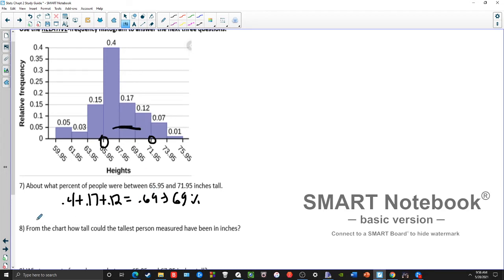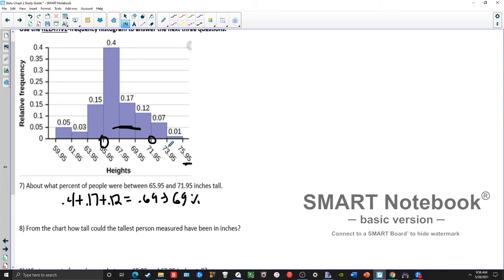Now this one's a little tricky. How tall could the tallest person have been measured in inches? Well, you look here and say, oh, that's going to be 75.95, right? That's how tall the tallest person could be. That's the maximum amount in the last category. Not quite. Remember, with histograms, these are not the categories. These are the boundaries between the categories.